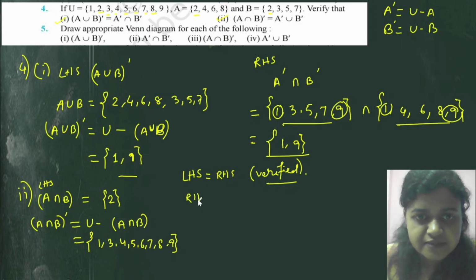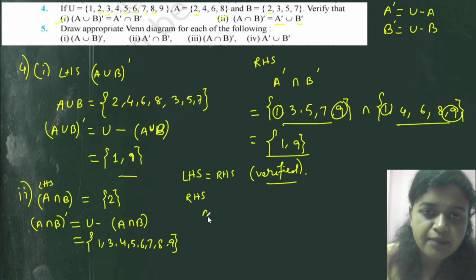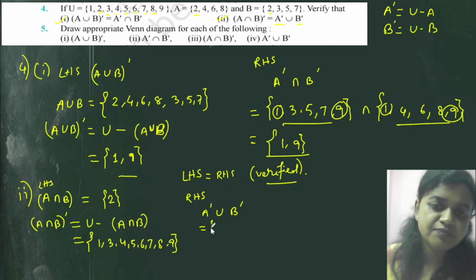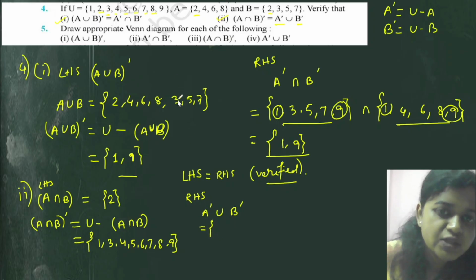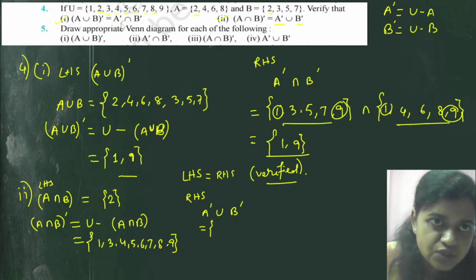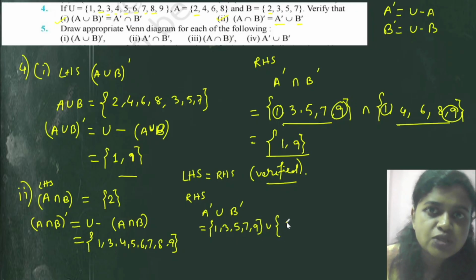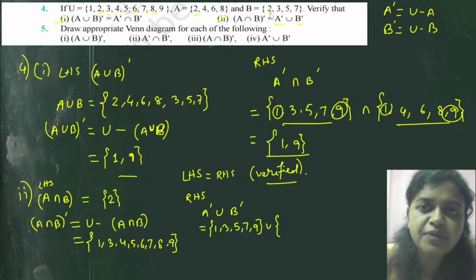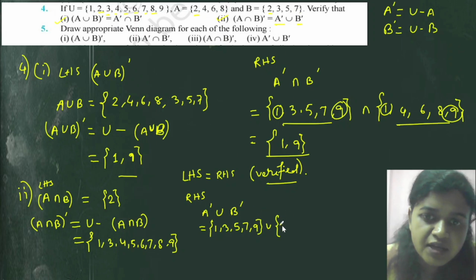Now RHS is A complement union B complement. A complement is U minus A, meaning the elements of A are subtracted from U, so 1, 3, 5, 7 and 9. Union B complement. The elements of B are 2, 3, 5, 7, and we subtract them from U, so 1, 4, 6, 8, 9.